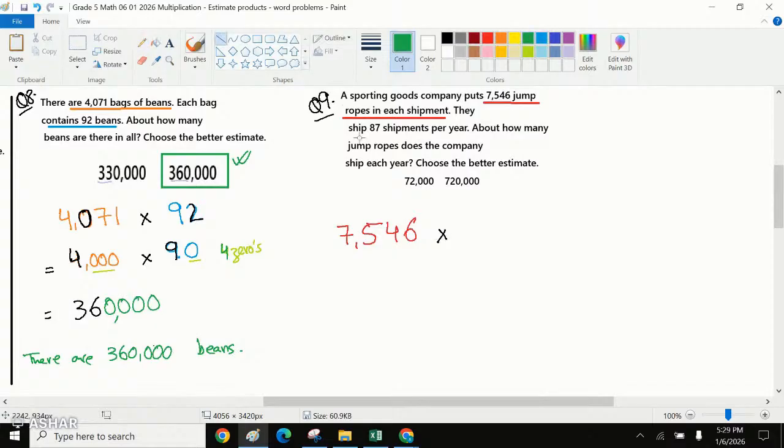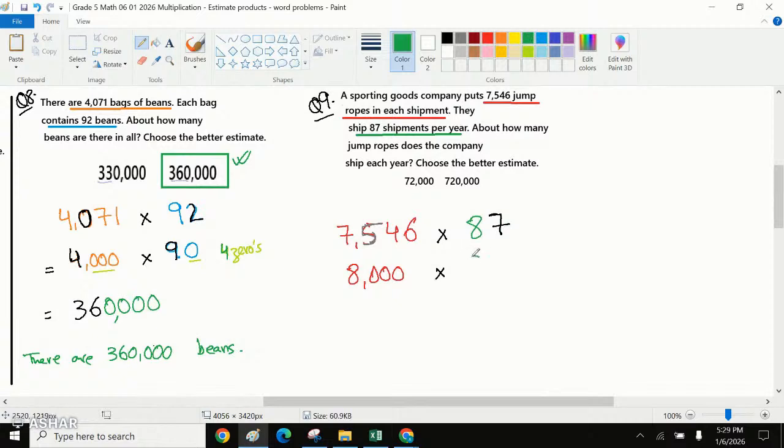And how many shipments were there in total? There were 87 shipments per year, times 87. Okay. So what we need to do is round them up or round down. So this is 7,500, right? So 7,500 is nearer to 7,000 or 8,000. Whenever we have a number with a 5, 6, 7, 8, or 9, it is always rounded up. So 7,500 something would be rounded up to 8,000, multiplied by 87. We need to look at the 7 over here, and the 7 always rounds up.